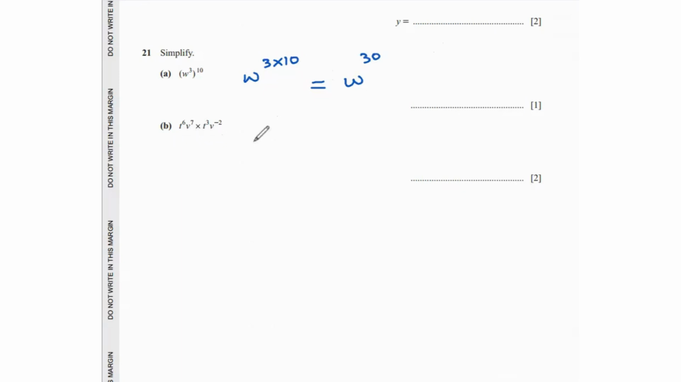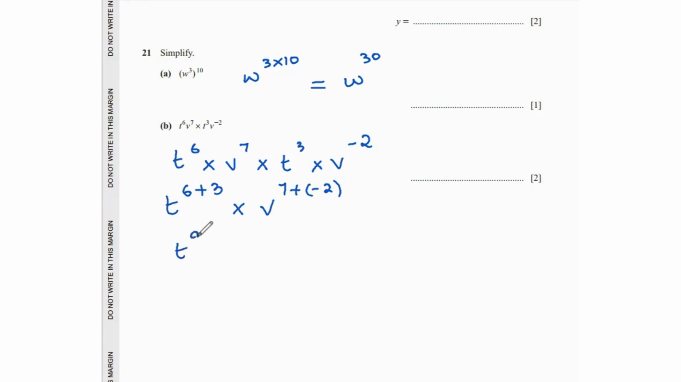Then whenever we have similar bases being multiplied, we add the powers. So we have t to the power of 6 times v to the power of 7 times t to the power of 3 times v to the power of -2. So t to the power of 6 times t to the power of 3 is t to the power of 6 plus 3. I'm adding the powers. Base is still the same. And for v, it's going to be 7 plus -2. When you're combining the powers, nothing happens to the base. What changes is the power. So that's t to the power of 9 times v to the power of 5. That is your final answer.